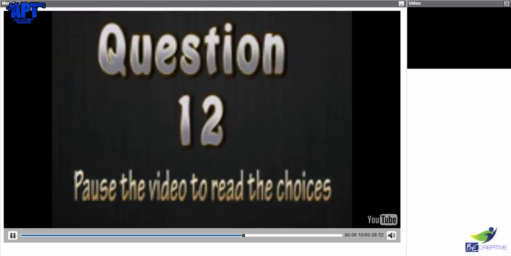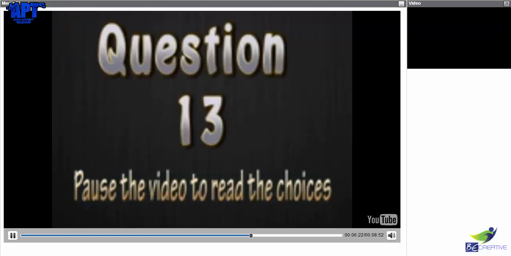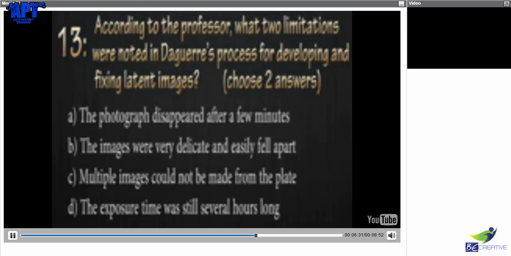12. What is the main topic of this lecture? 13. According to the professor, what two limitations were noted in Daguerre's process for developing and fixing latent images?